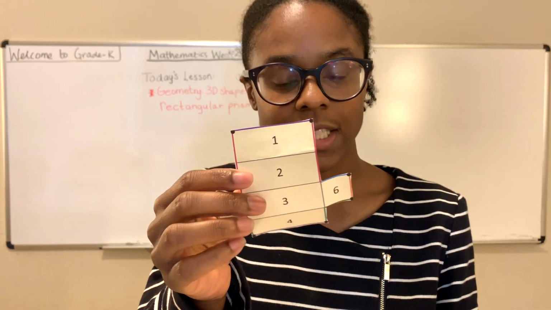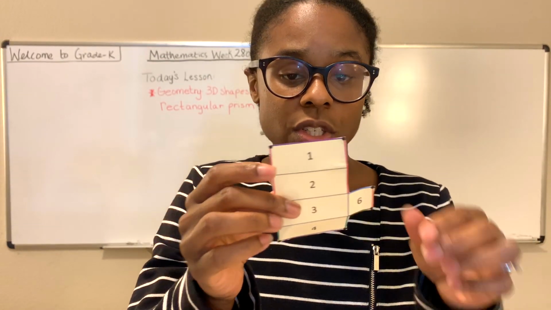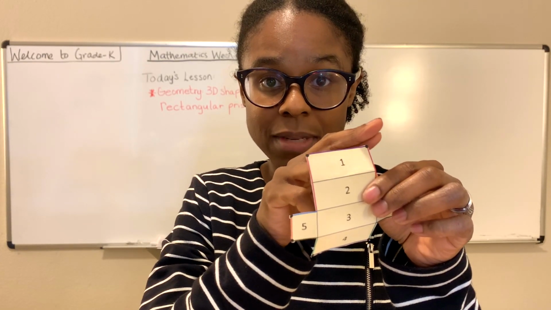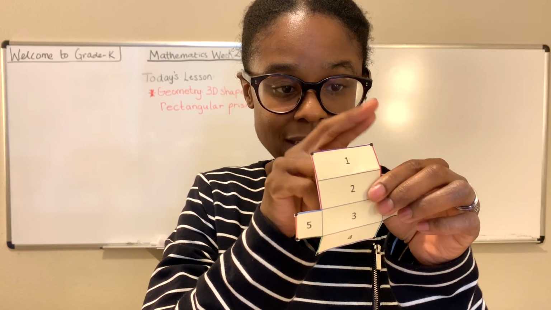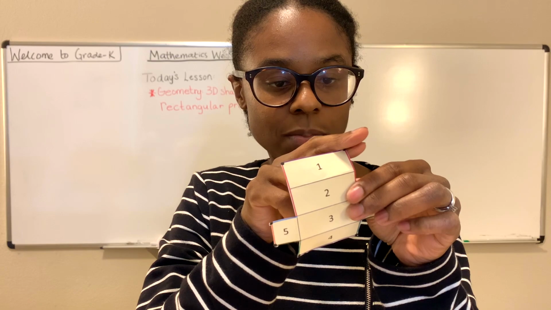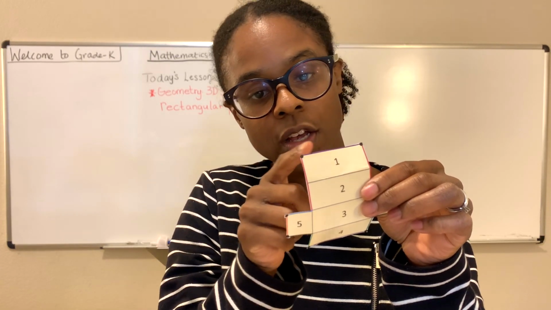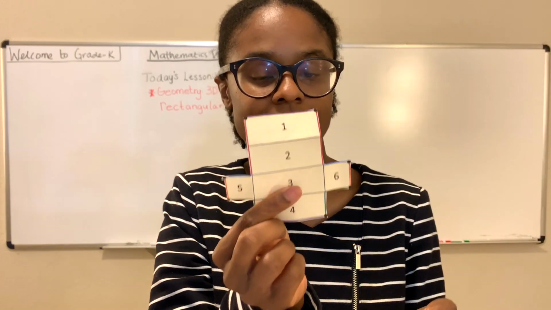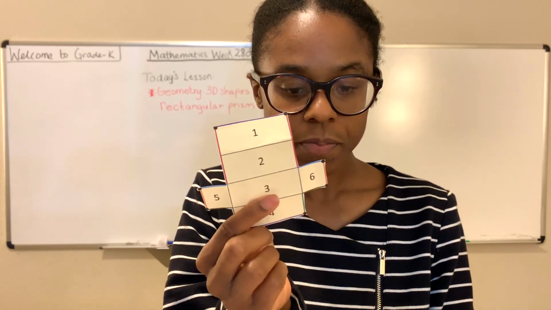So that's 12 edges, and it has 8 corners. You can count the corners by finding where the 2 edges or the 2 lines meet. When you find that place where they meet, that's a corner. So find these 2 lines, and where do the 2 meet? Right here. So there's 1, 2, 3, 4, 5, 6, 7, 8. So there are 8 corners.